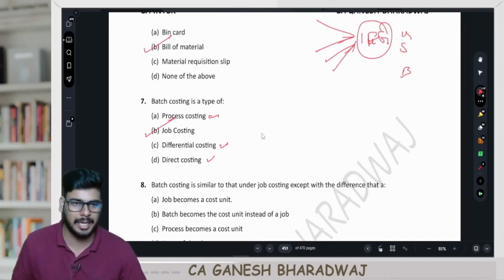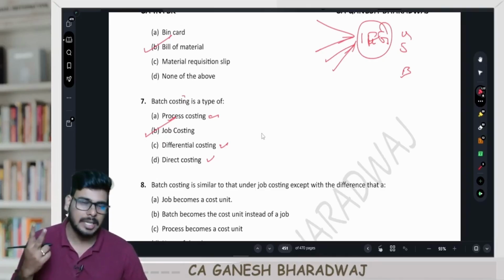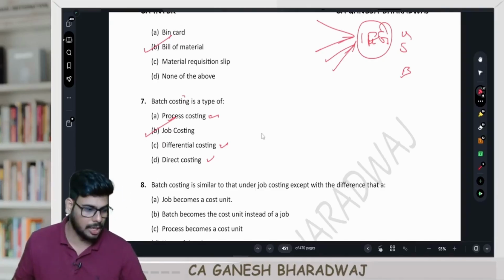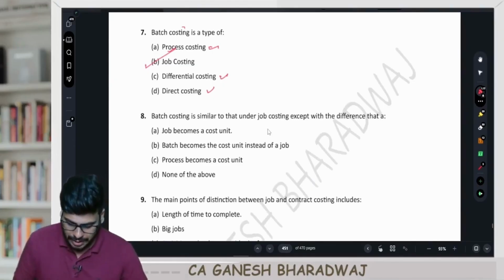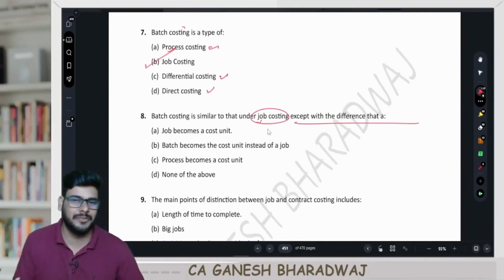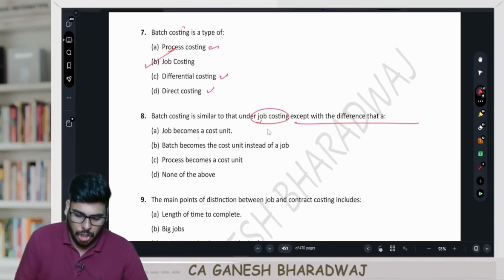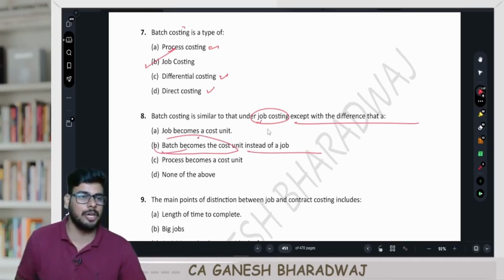Clear with this? What example I gave you for batch costing? How many examples I gave you? Printing press and textile industry, right? Tirupur belt and all I told you. Next, batch costing is similar to job costing except with the difference that, what is the difference? Come on, guys. What is the difference? Job becomes a cost unit. Is that the case? Does job become a cost unit? Here the cost unit is a batch. Look at this. The batch becomes the cost unit instead of a job.